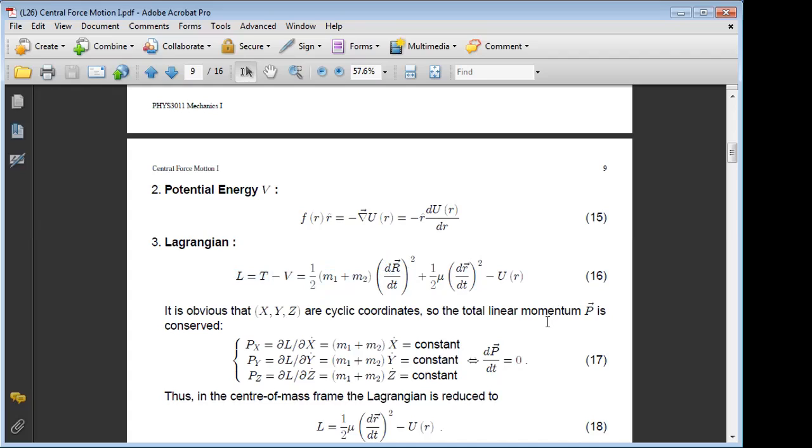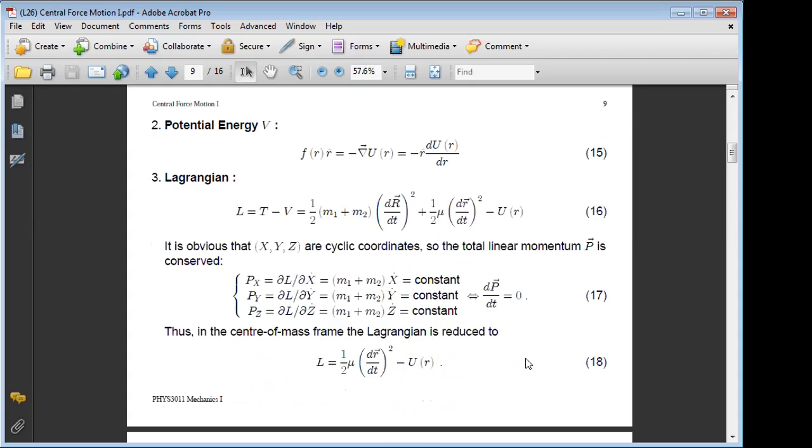All right. Now we can easily see that the Cartesian coordinates x, y, z of the center of mass coordinate are cyclic coordinates. So the corresponding linear momentum must be conserved, right? Because these are cyclic coordinates. So p_x is constant, p_y is constant, p_z is constant. And the momentum itself must be conserved. In other words, dP vector/dt equals 0.